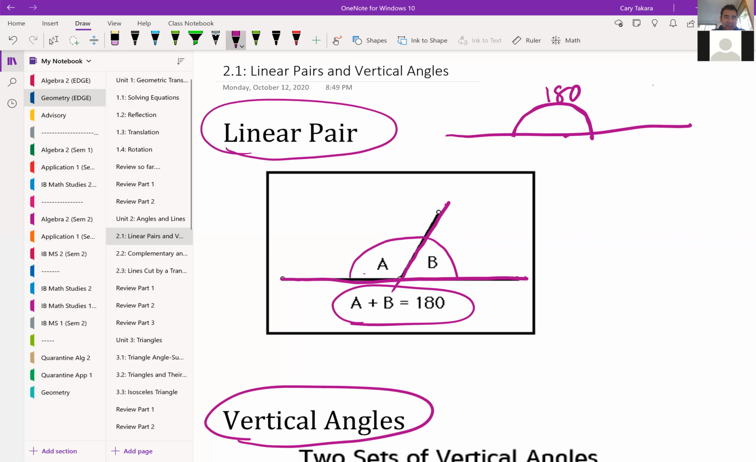So I would like you to write this down in your notes. A plus B is 180. You guys are ready for the next concept? It's called vertical angles. Are you guys with me?